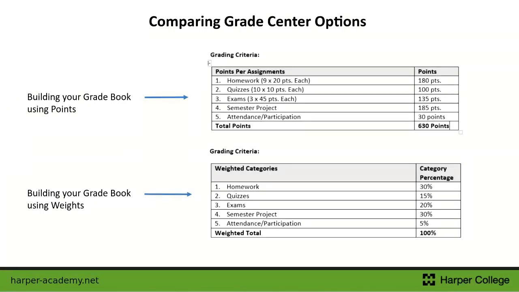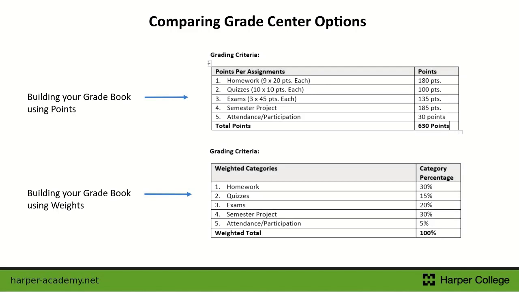I'm going to talk today about the Grade Center and Blackboard and show you some of the different tools and different ways you can set your gradebook up. I'm going to start with comparing the Grade Center options for your gradebook. There's two options. You can build your gradebook by using points, which you can see in this example, or you can build it by weighting your categories, which I'm showing in this example.